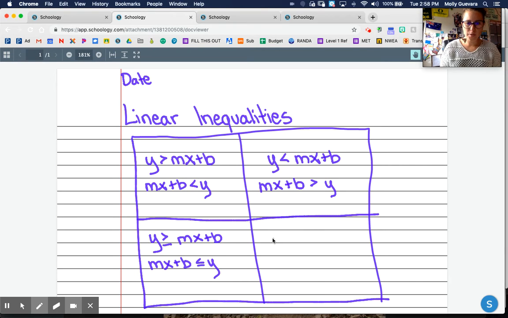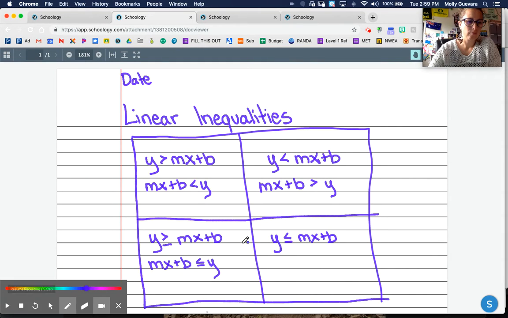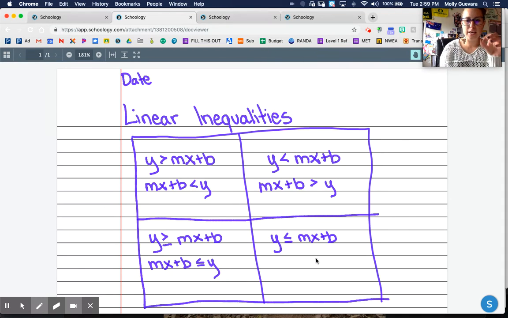And then the last one, what if I have an inequality in the form of y is less than or equal to mx plus b? And again, if your mx plus b is on the left, you just have to make sure that the alligator is eating the mx plus b there.